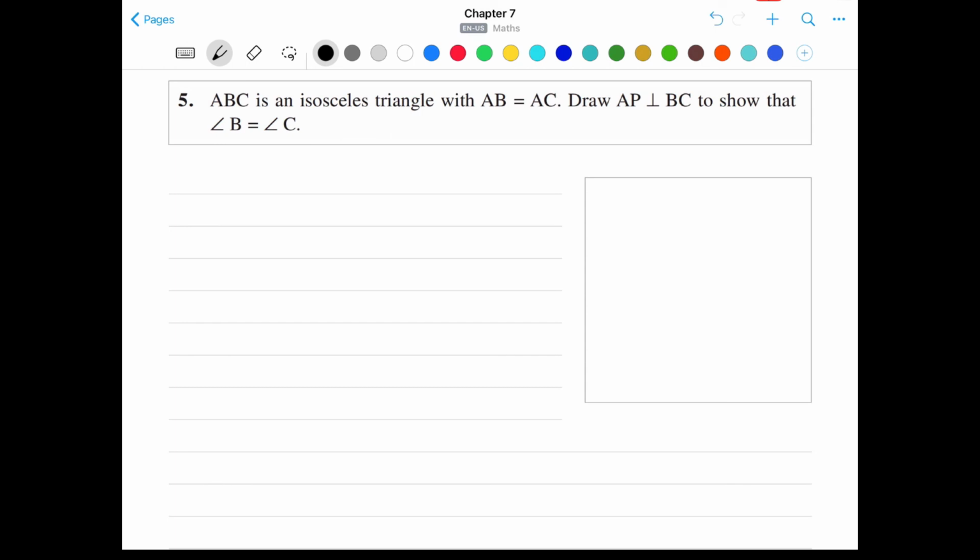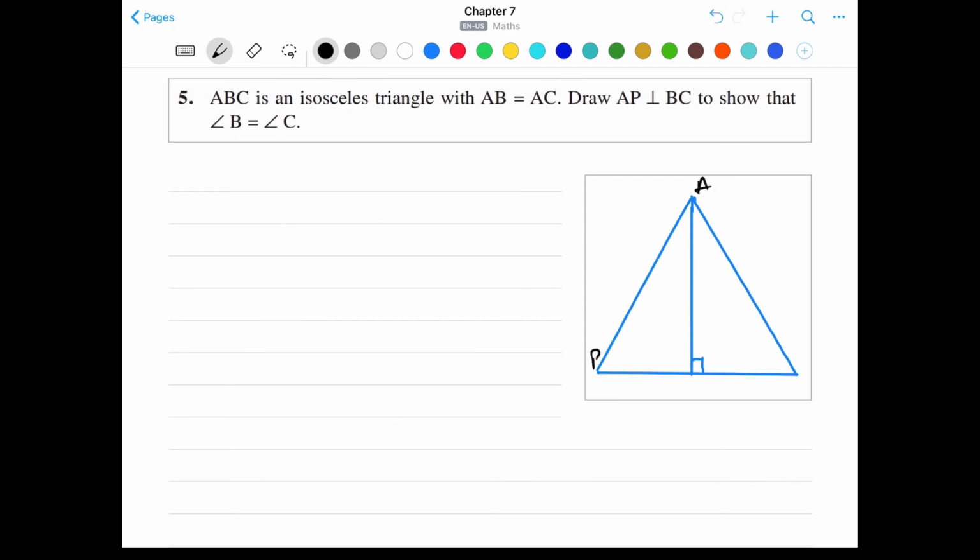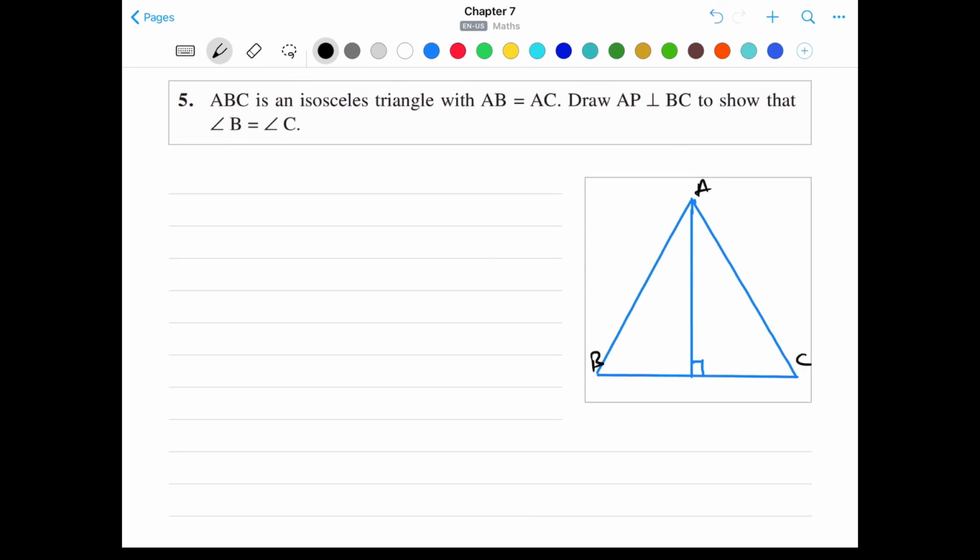Question number 5: ABC is an isosceles triangle in which side AB equals AC. Draw AP perpendicular on BC. Show that angle B and angle C are equal. So first we will draw its figure. Let's name it A here, B and C, and we have this altitude AP. Okay, so let's start its answer number 5.